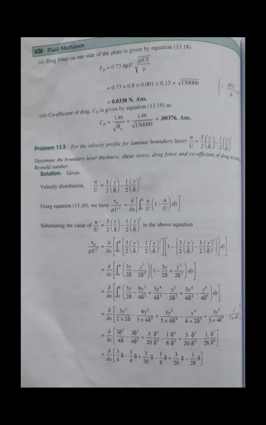So once integration is done, this will become 3 by 2 y square by 2 delta minus 9y cube by 3 into 4 delta square plus 3y power 5 by 5 into 4 delta power 4 minus y power 4 by 4 into 2 delta cube plus 3y power 5 by 5 into 4 delta power 4 minus y power 7 by 7 into 4 delta power 6.